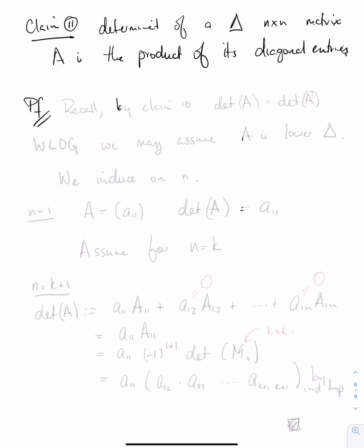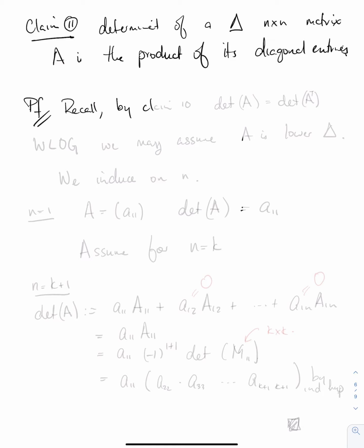Saying that a matrix is triangular is not particularly specific because there are lower triangular matrices, upper triangular matrices, strictly upper, strictly lower triangular matrices. I don't want to have to prove this for every kind of triangular matrix. So I'm going to pull in claim 10 to help us.